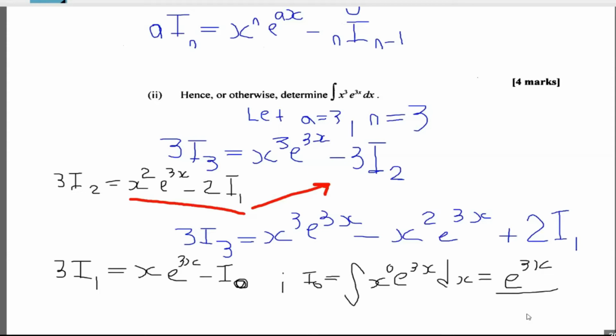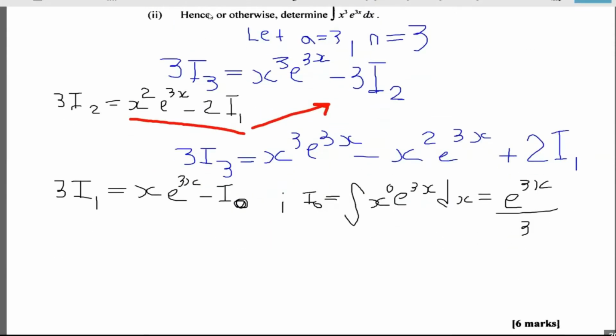All right, so now we can substitute all of this for I naught in the I1 expression. So I1, in reality, what is I1? I'm just going to plug in this e to the 3x over 3 right here. And so 3I1 is really x e to the 3x minus e to the 3x over 3.